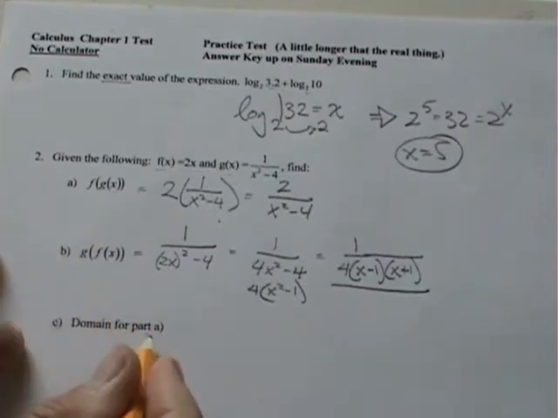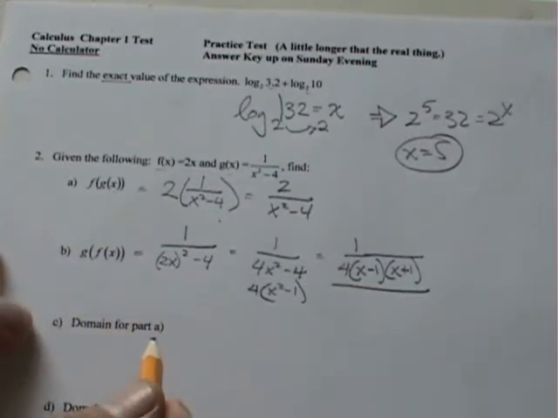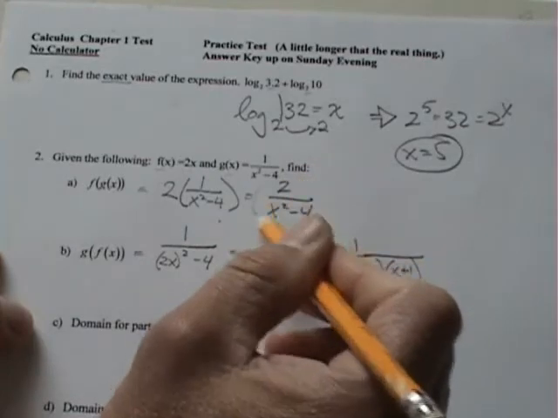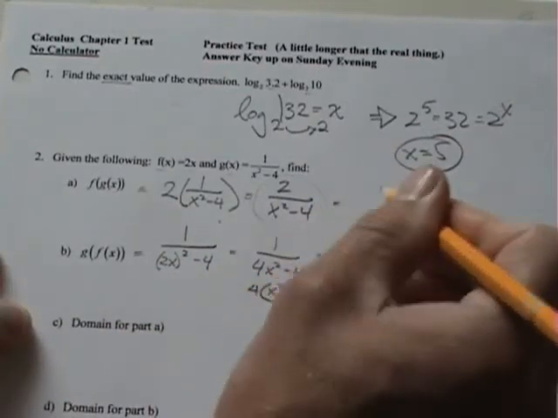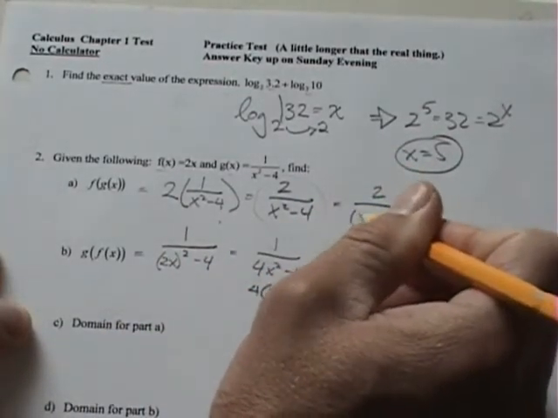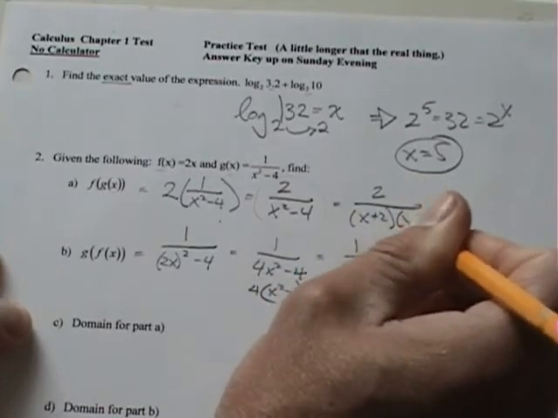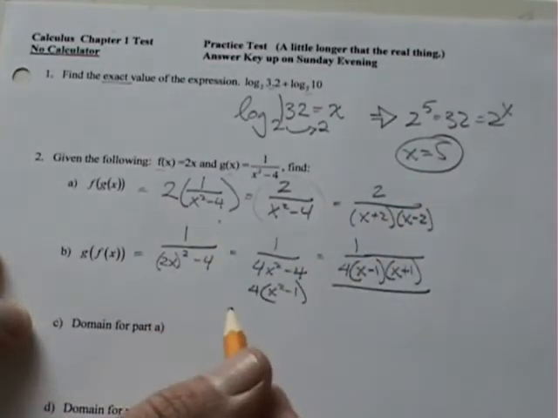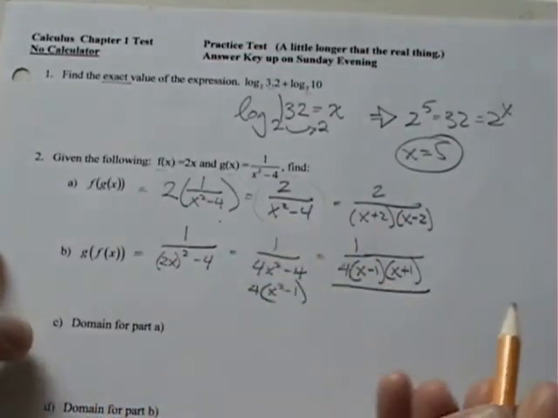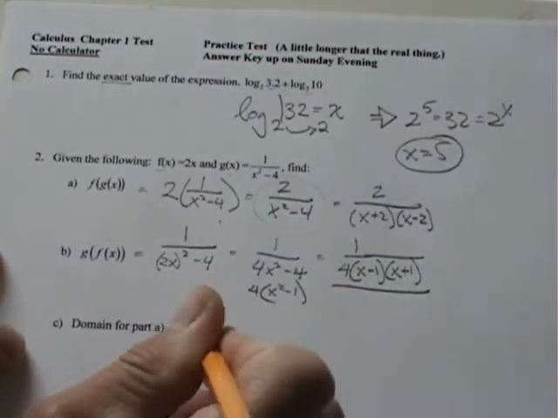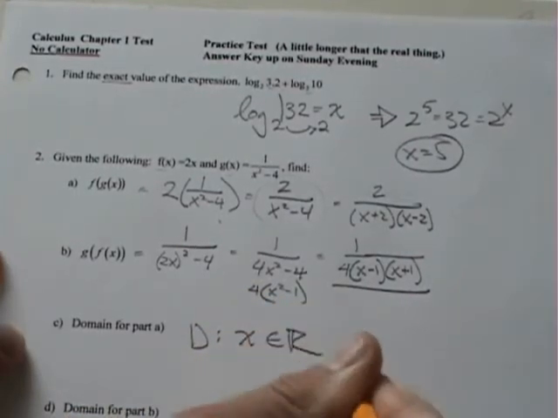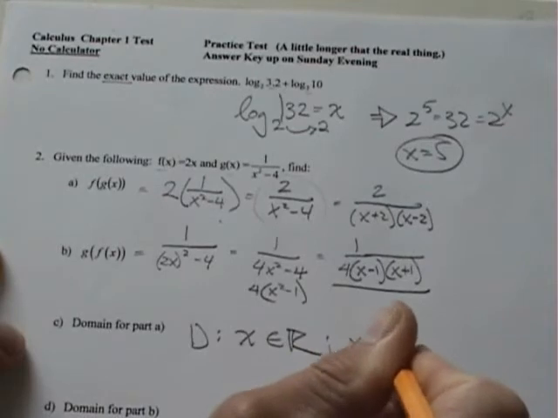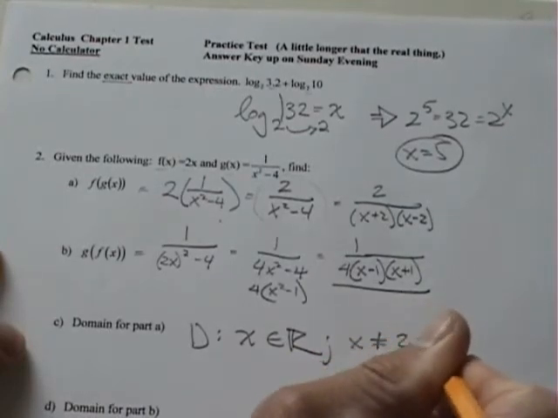Next is the domain for part A. What are the allowed values to put in right here? If I'm going to put in any x value, I have no problem as long as it's not x plus 2 or x minus 2 giving me a 0, because again I factor that. That's the difference of two squares. So I would say the domain is that x is all real numbers, I just abbreviate it like that, but x cannot be 2 or negative 2.